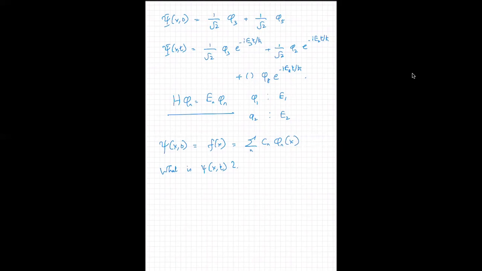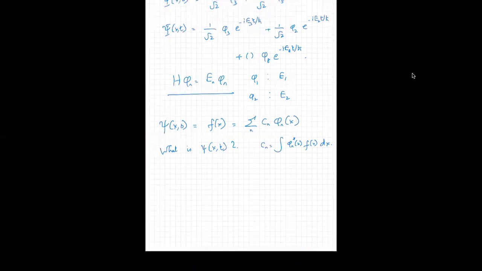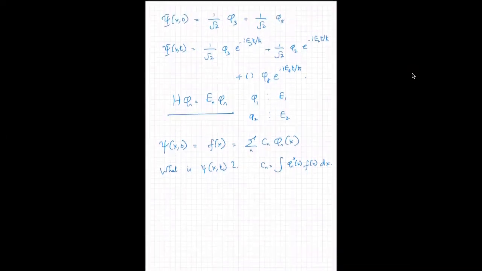Okay. And now how do you calculate these Cn's? Well, you know that the Cn's can be written as the integral of phi n star f of x dx. So you know how to calculate the Cn's, right? Now, instead of starting with the function that I give you, you're going to re-express that function as a linear combination of the stationary states of the system.